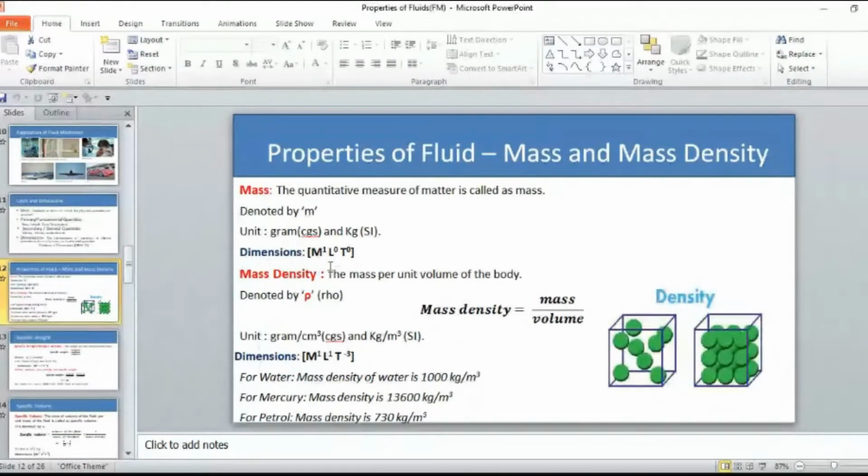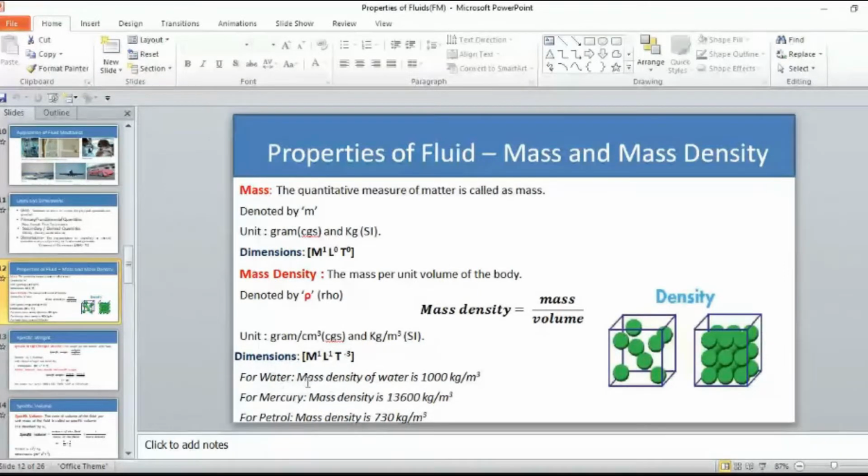Then the next quantity which we had seen was mass density, which is mass per unit volume of the fluid. It is denoted by the Greek symbol rho. So rho equals mass upon volume. Its unit is kg per meter cube in SI and gram per centimeter cube in CGS system, and its dimension is m1 l minus 3 t0.